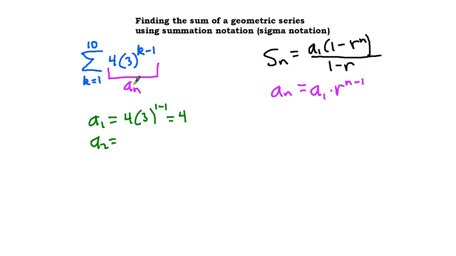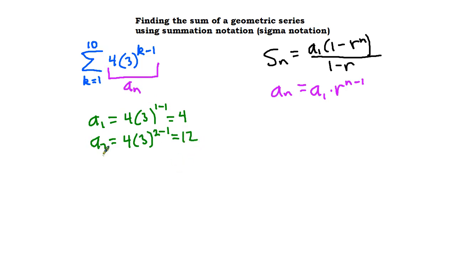And a sub 2 is going to be equal to, remember when we're using summation notation, the k part is going to go 1, 2, 3, 4, 5, 6, 7, 8, 9, all the way up to 10. That'll be the highest number. So it'll be 4 times 3 raised to the power of 2 minus 1, because we put in the 2 for k here. So that'll be 4 times 3, that's 12.